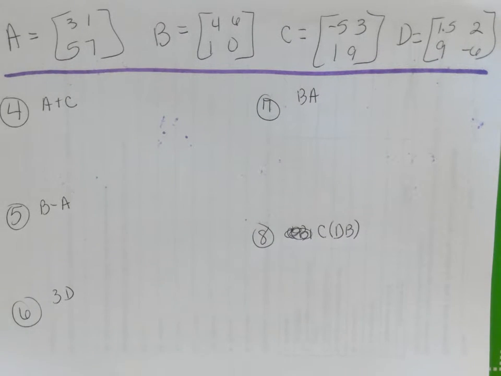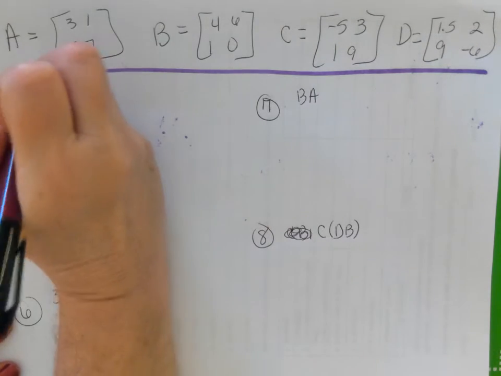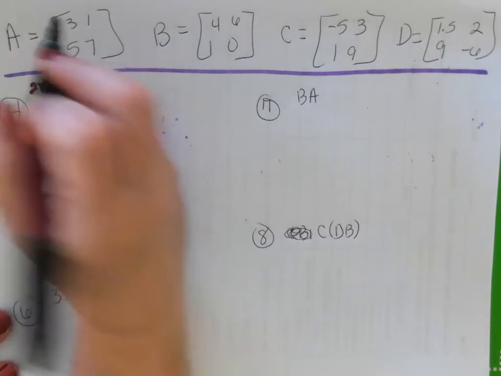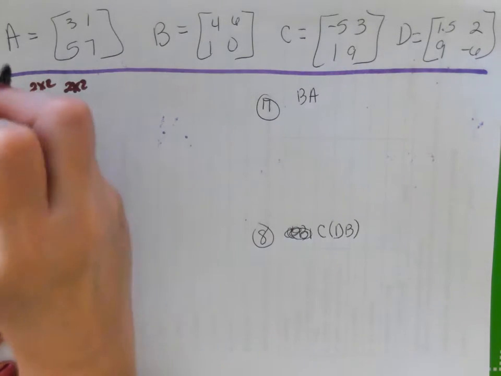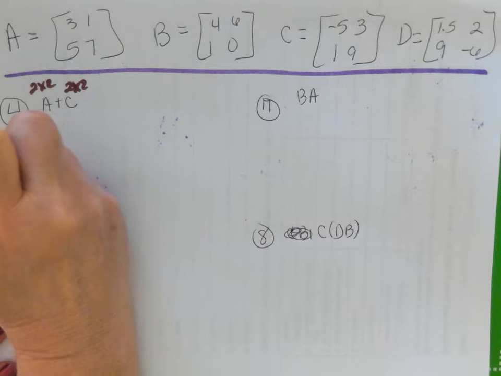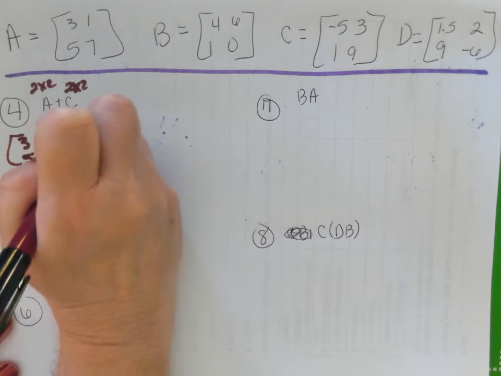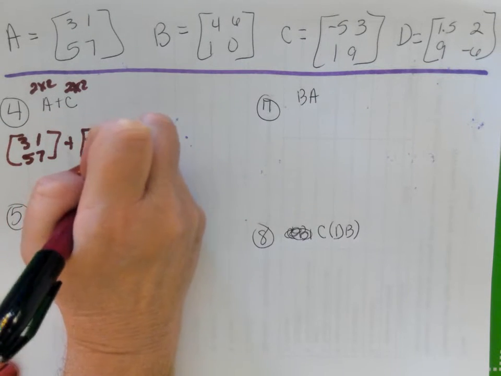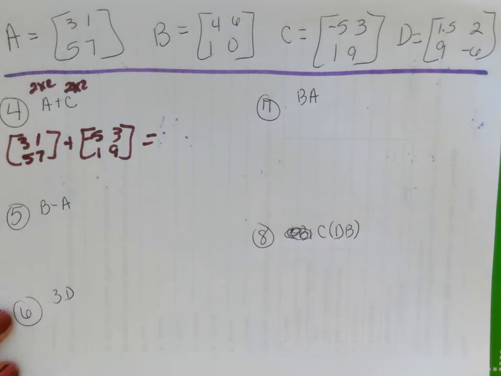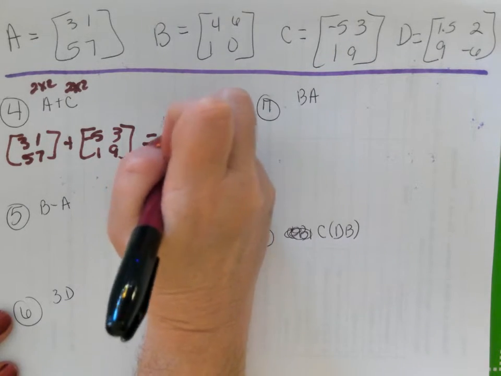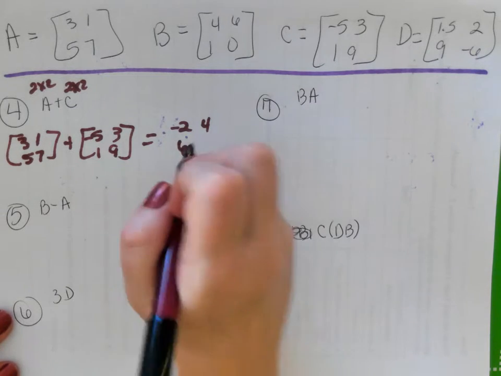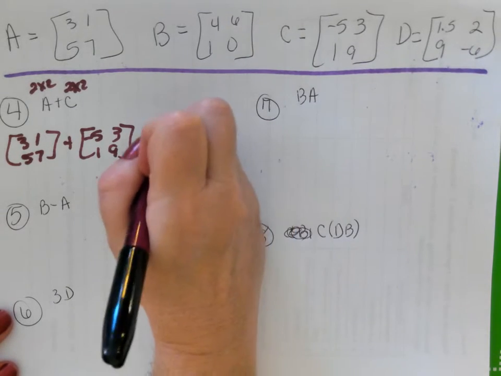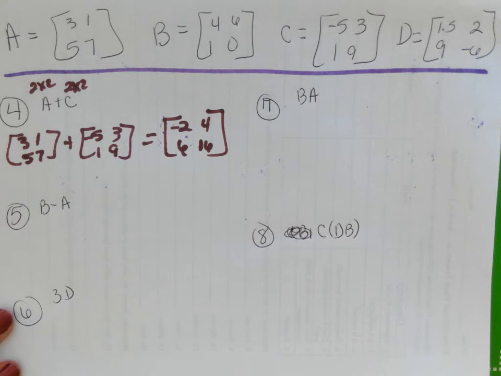Okay, so the first one asks us to add A and C. So A is a 2 by 2. C is also a 2 by 2, so yes, we can add them. A plus C, so we're going to add 3, 1, 5, 7, and -5, 3, 1, 9. Remember, it's element by element, so 3 plus -5 is -2, 1 plus 3 is 4, 5 plus 1 is 6, and 7 plus 9 is 16, and here is our answer.